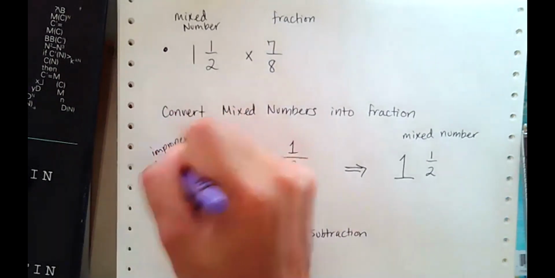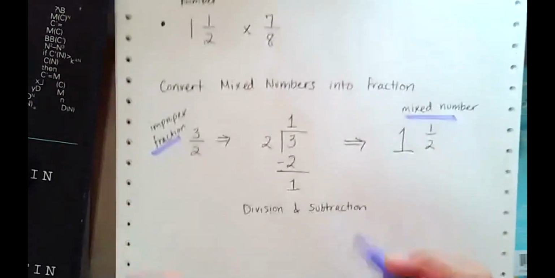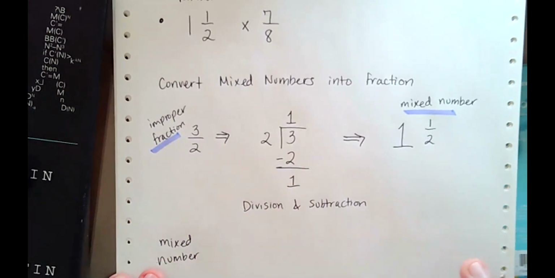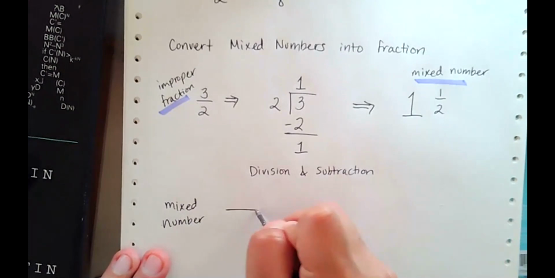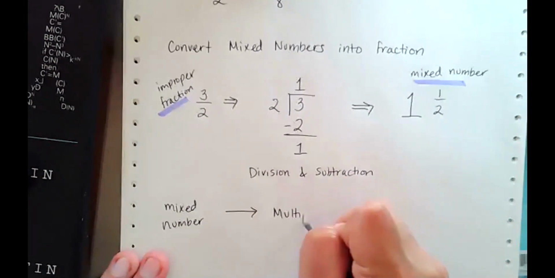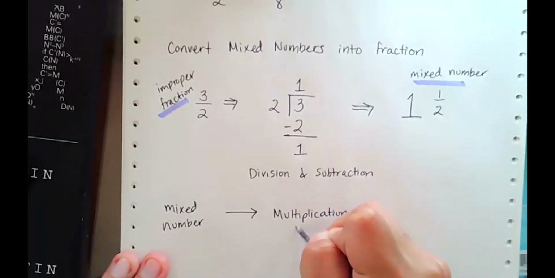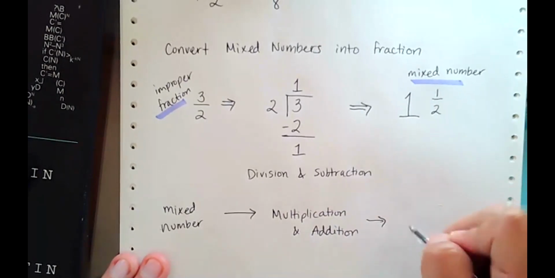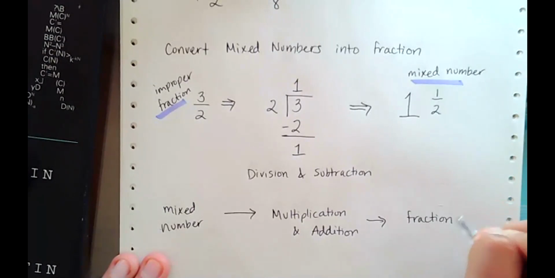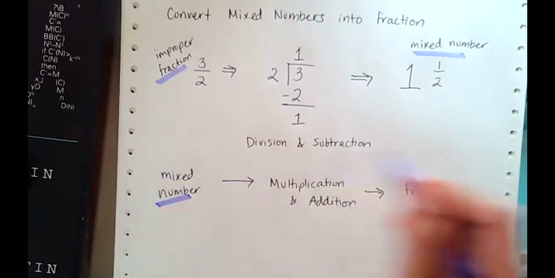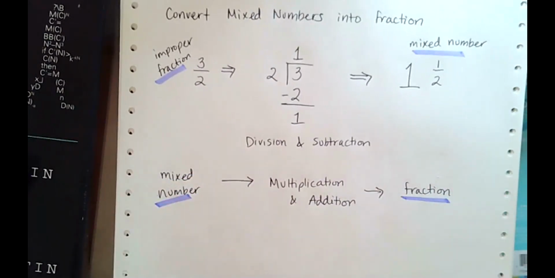Okay. But now, if we want to go from a mixed number to a fraction, you might think, okay, well, we're doing the opposite of what we did here, so maybe we're going to use multiplication and addition. Does that feel like it should make sense? We're just reversing the operation to go in the opposite direction.